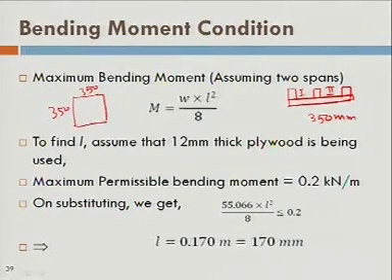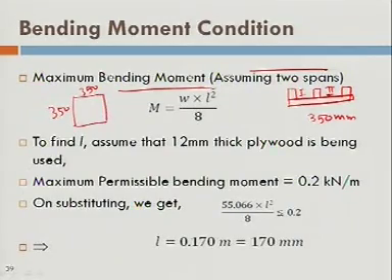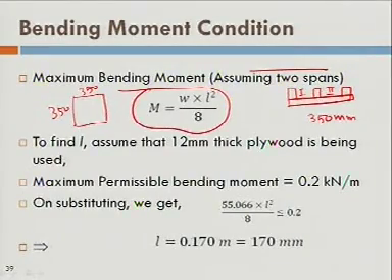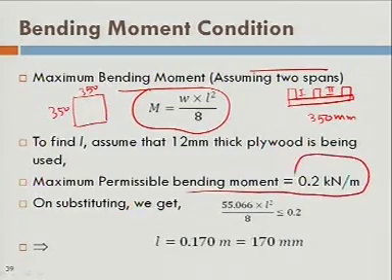So accordingly you can use maximum bending moment formula for two span case. You can take it approximately as WL square by 8. The formula for bending moment for two span you can approximate it with WL square by 8. The maximum permissible bending moment for this plywood is 0.2 kilonewton meter. So can you find out the span based on bending moment consideration?